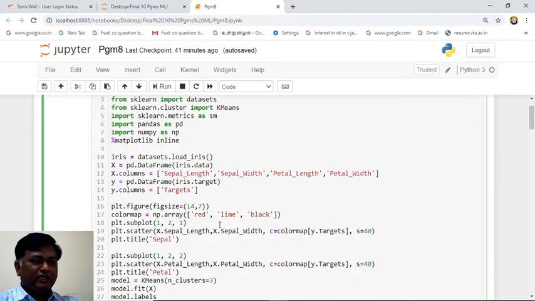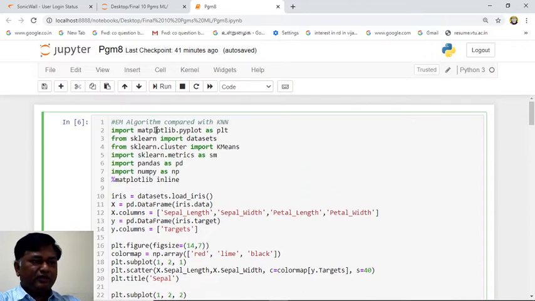We will see the experimental part. First, we are importing matplotlib. Then iris data set we are going to use. K-means algorithm also we are going to use. And we are going to compare the confusion matrix of k-means and EM algorithm. Pandas and NumPy we know already. So this line will take your input data set and plot it in the graph.